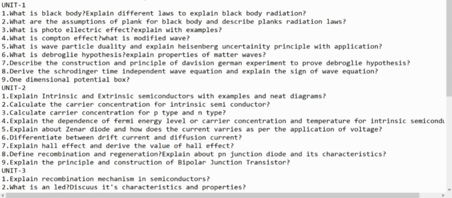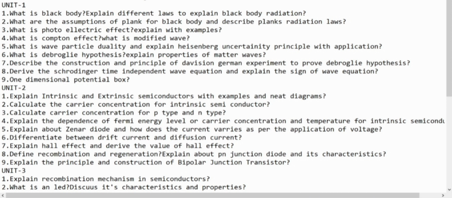Now coming to the second unit, explain intrinsic and extrinsic semiconductor with example and a neat diagram. We have learned it already in inter and also in 10th class, so we can write this answer easily. Please go through it. And the second one, calculate the carrier concentration for intrinsic semiconductor.